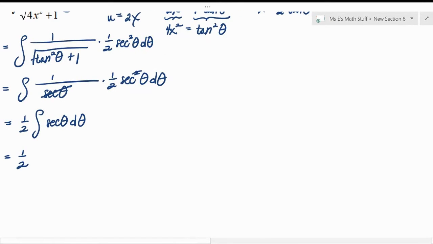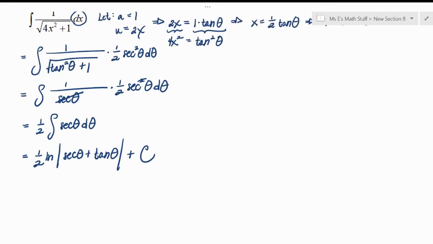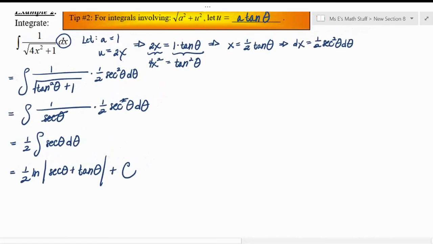Let's see, what is the antiderivative of secant theta? It is the natural log of the absolute value of secant theta plus tangent theta, plus c. There you go. All right, and why aren't we done? Because we're supposed to give our answer in terms of x. Okay, so let's get the easy part done. Tangent theta is just equal to 2x, so that's done.